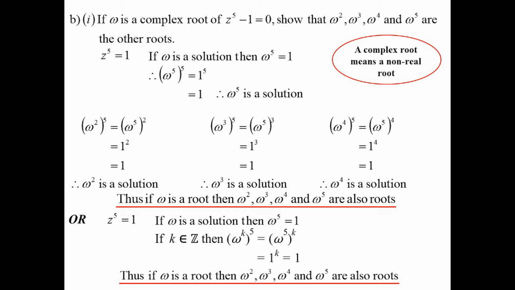Omega to the power of 7, 8, 9, 10 would be a solution. Omega to the power of minus 1 would be a solution. Minus 2, minus 3, minus 4, they would be solutions as well. Some of them would be the same solution as others, but omega to the power of any integer will be a solution. Another question they love.